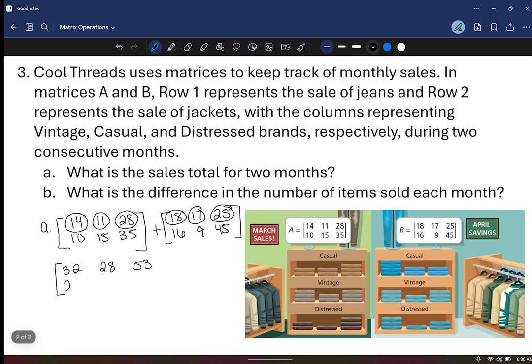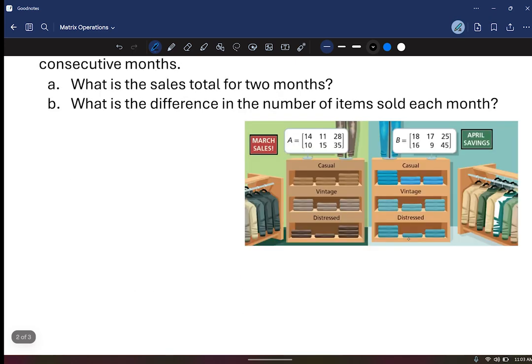Otherwise, if your numbers run together, you might accidentally think you have a different number. All right, and then we have 10 and 16, which gives us 26. 15 and 9, which gives us 24. 35 and 45, which gives us 80. And there would be my sales total for the 2 months.